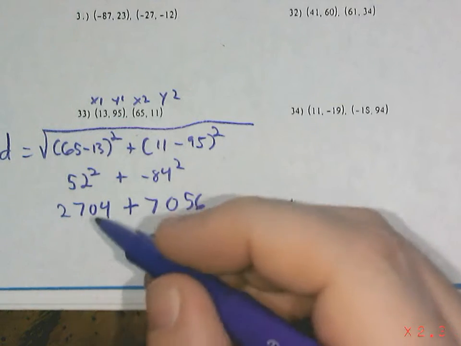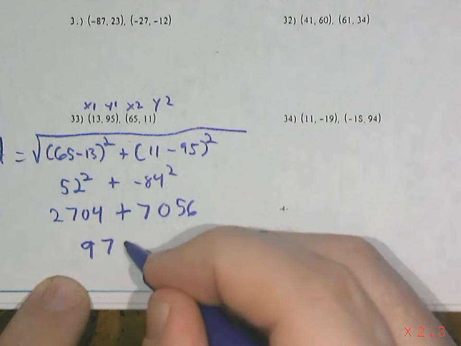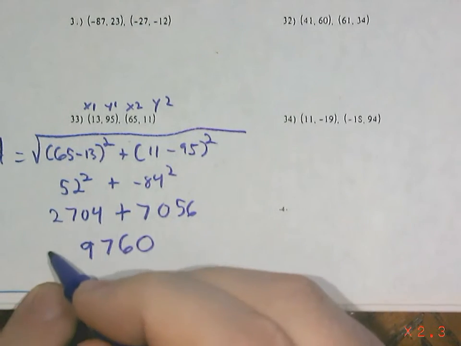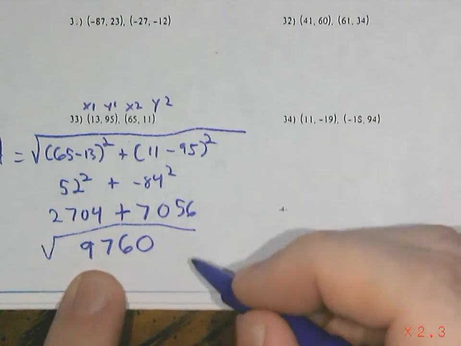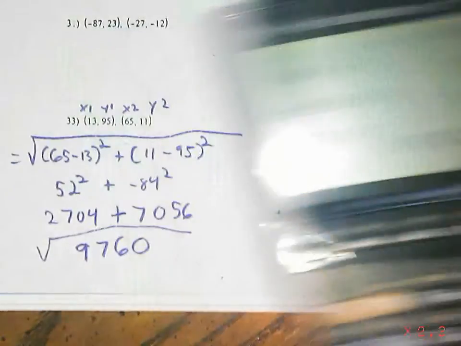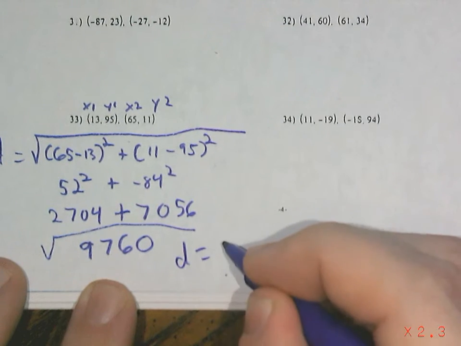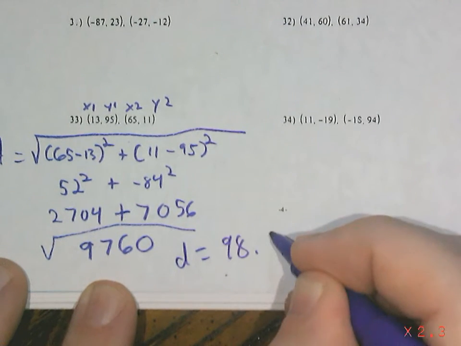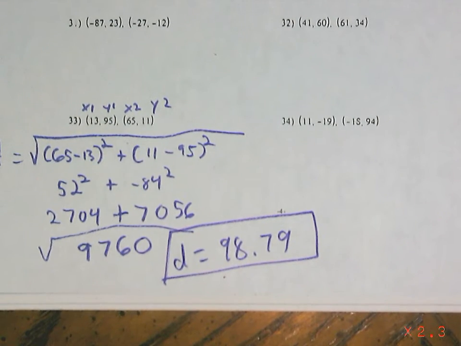Okay, and then when you add these two together, you get 9,760. And then we still have that square root that we're still under, and the last thing we do is find that square root. And the distance between those two points is going to be 98.79, and so on. We're just going to round it, so the distance is equal to 98.79. And that's your answer. That's how you use the distance formula.